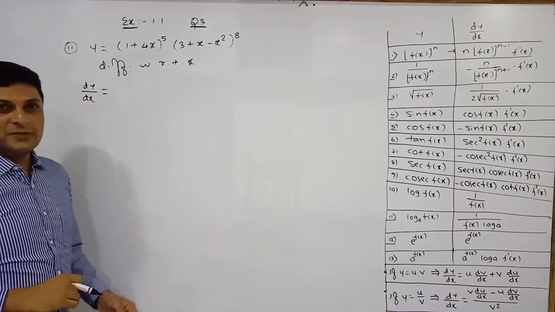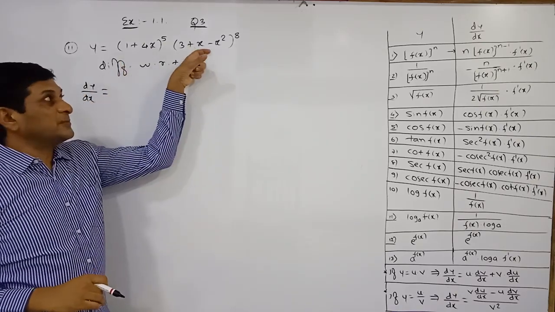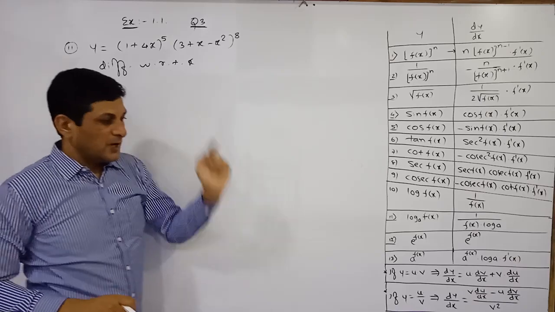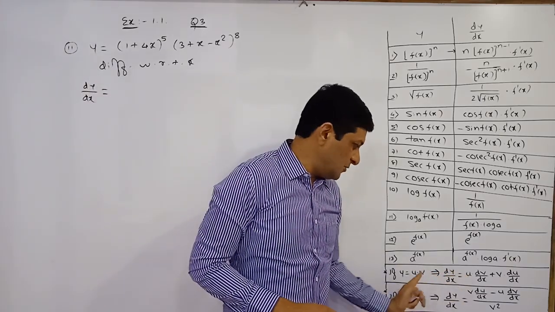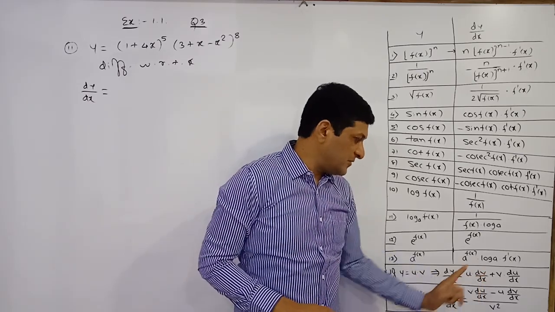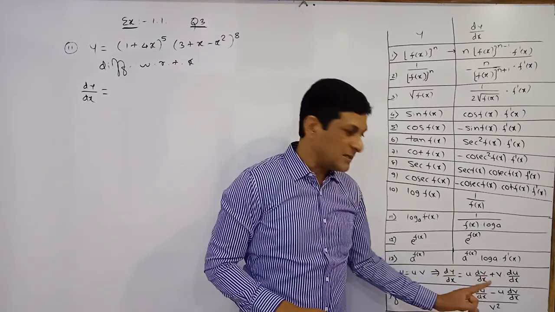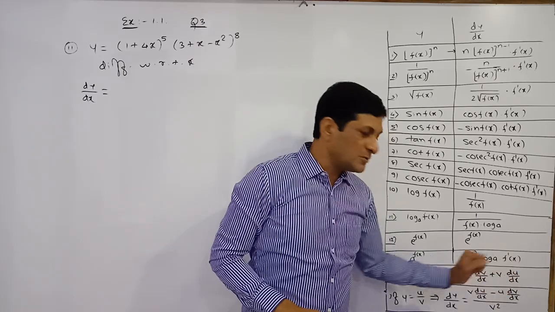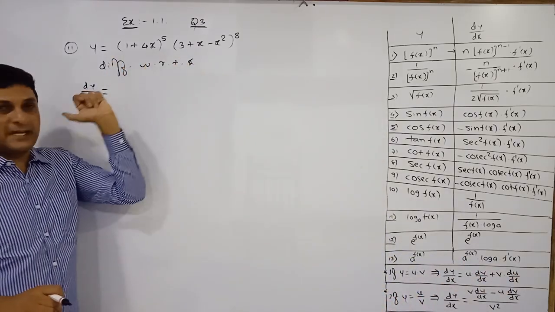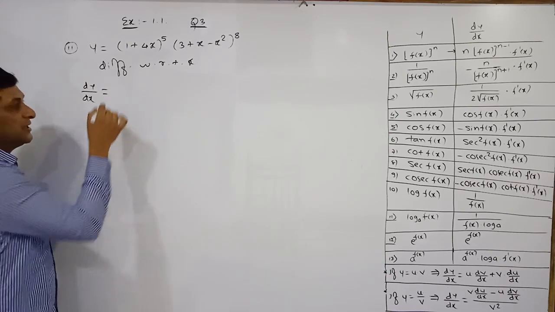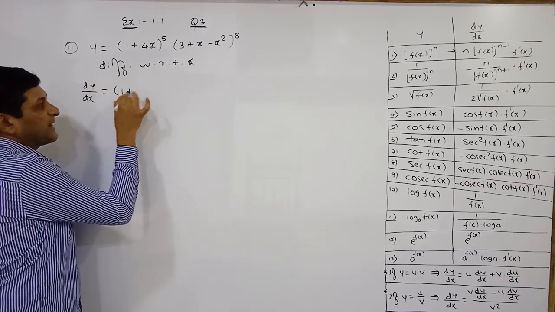If you observe the given function, there is a product of two terms, which means we have to apply the product rule. According to the product rule, keep the first term, u, as it is, into the derivative of v, the second term, plus the second term as it is into the derivative of the first term. Here this will be our first term and this will be our second term. So we are applying the product rule here. According to the product rule, keep the first term as it is.